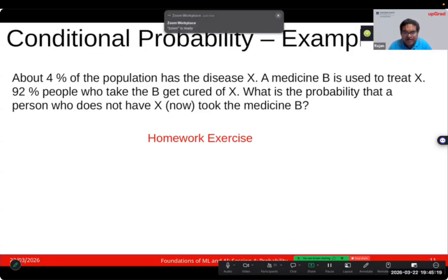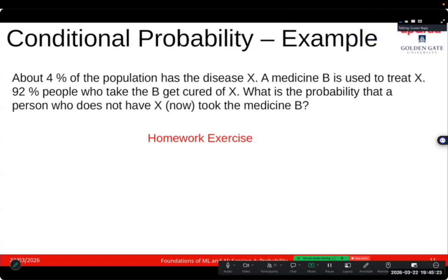Yes, Suvir Bajaj, go ahead. I apologize if this is a juvenile question, but if 92% of people who take B get cured of X, do we infer that 8% of people who take B do not get cured of X? Is it a binary inference? Yes, correct. It is. Thank you.